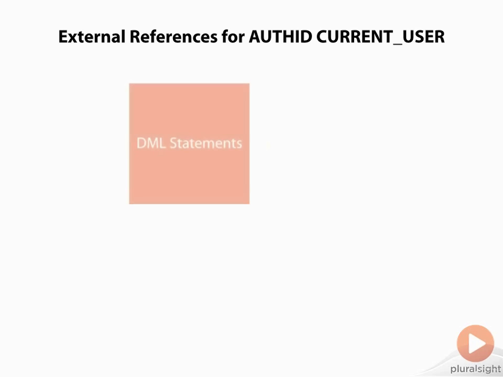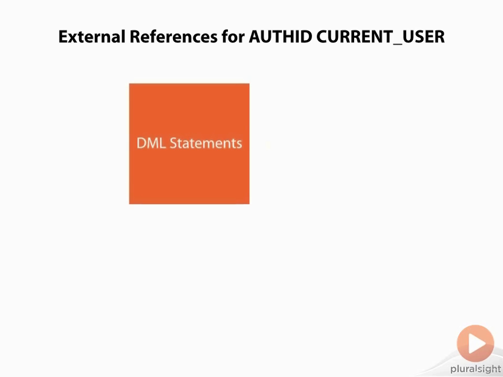Now the authid definer clause resolves everything in the definer's schema, but the authid invoker clause checks the privileges of the current user at runtime and resolves external references to tables, views, etc. in the schema of the invoking user. However, there is a limitation in terms of what operations are eligible for such resolution. So it can resolve external references only in these operations.